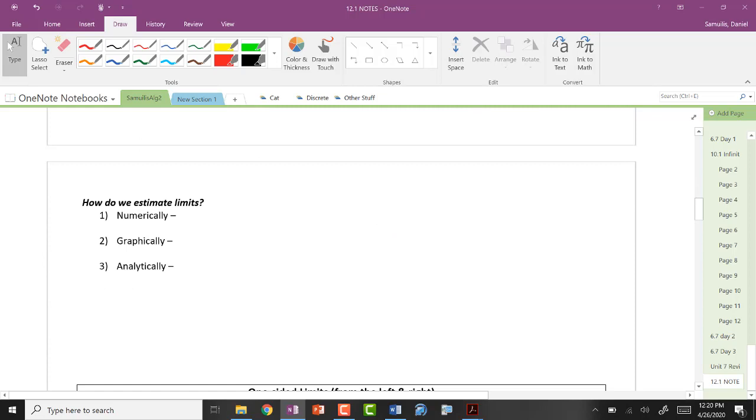All right, so how do we estimate limits? Well, numerically, we're just going to look at a table. You're just going to plug your function into your calculator, and then look from the left and from the right to see what your values are actually approaching.